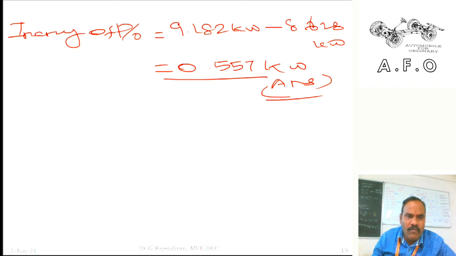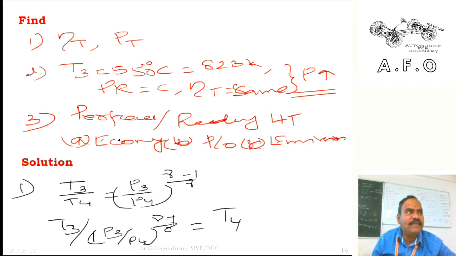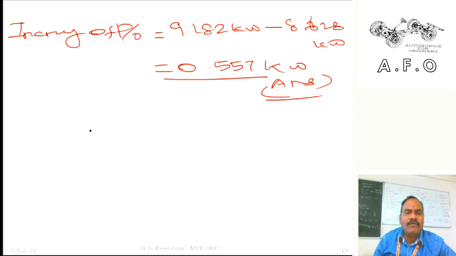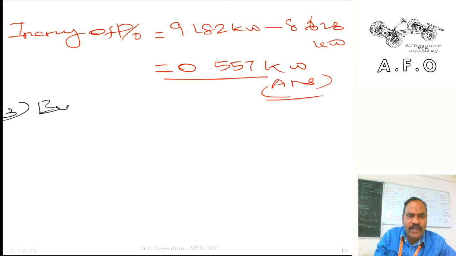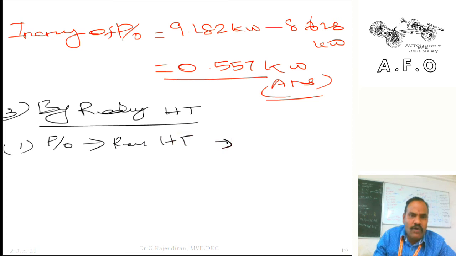Clear? Now what are they asking? Third one. What are they asking? How much the performance is changed in terms of economy, power output and emission. Correct? Now we have to say what the things are. First, case 3. By reducing heat transfer, first in terms of power output. Reducing heat transfer. So what is that one?